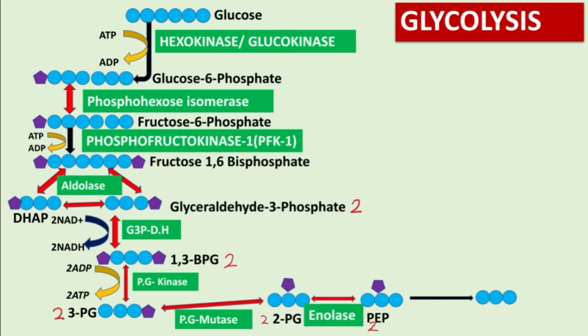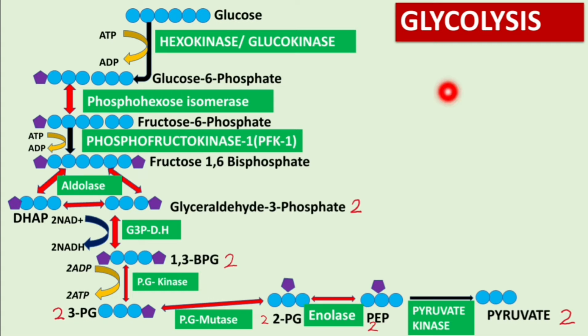So we use an enzyme called enolase to form PEP, or phosphoenolpyruvate. This one is times 2. And then finally, PEP is converted to pyruvate, because pyruvate is our end product of this pathway. There are 2 again, and we use an enzyme called pyruvate kinase.